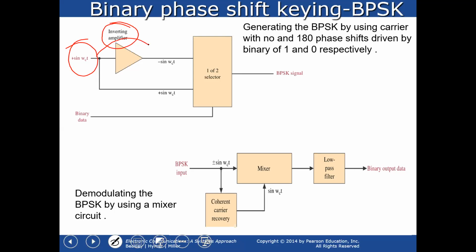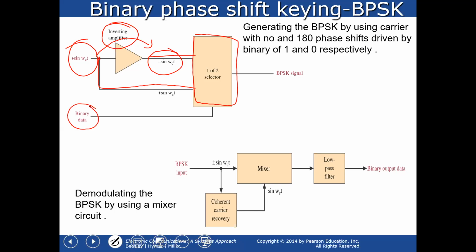So you are inverting this, and instead of positive sine omega_c t, it's going to be minus sine omega_c t. The positive and negative values, this is the positive value, this is the negative value, are both going to be fed to what we call a selector circuit. And this selector circuit is driven by the binary data.